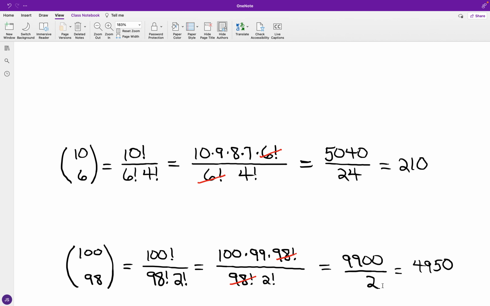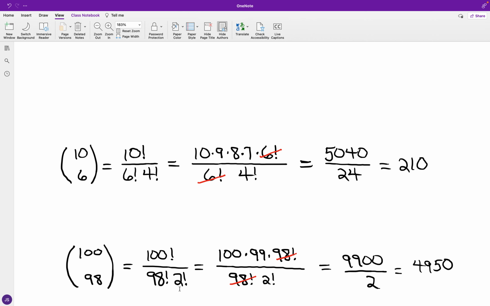And other cases of reduction, okay, say we have 100 elements and you're taking 98 at a time. And again, so you have P is 100 and R is 98. So you have P factorial is the factorial of 100. And we have R factorial is 98 factorial. And of course, P minus R factorial is 2 factorial.